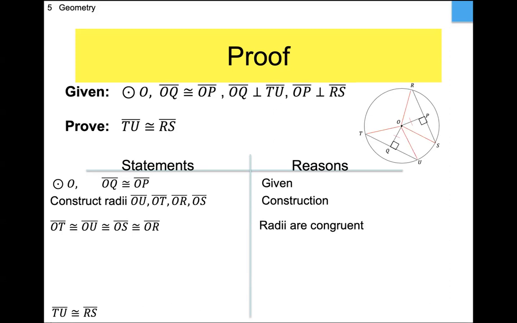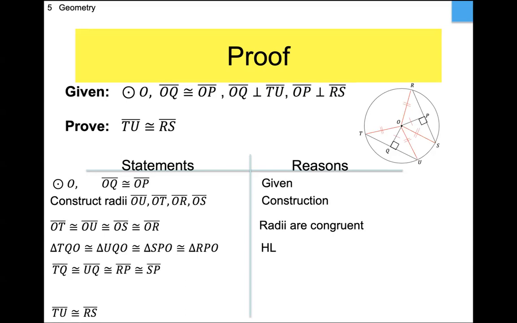Well, we're already given that OQ is congruent to OP, so this one's going to be hypotenuse leg. So all 4 of those triangles that you see, the small ones, have to be congruent because of hypotenuse leg. And if all 4 of those triangles are congruent to one another, well, then that means that TQ is congruent to UQ. That means RP is congruent to SP, right?